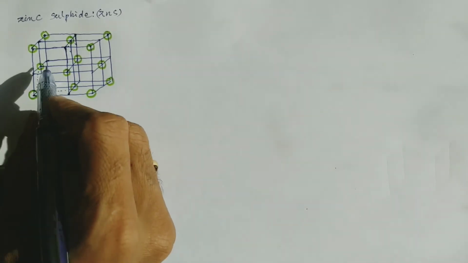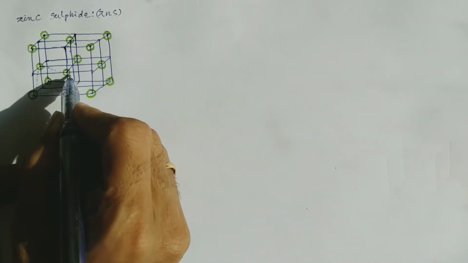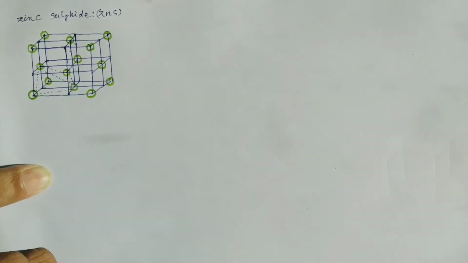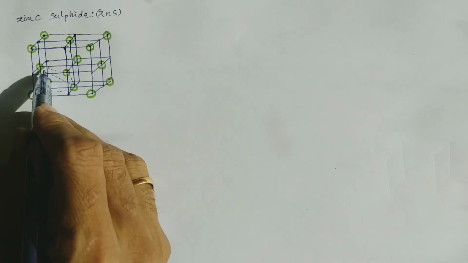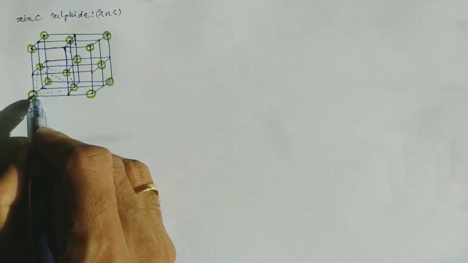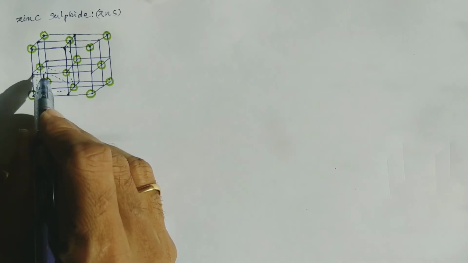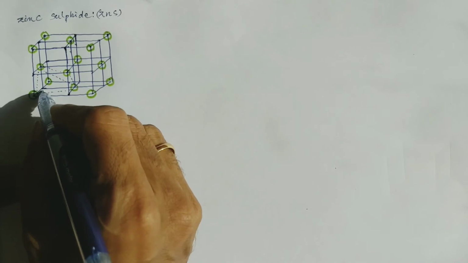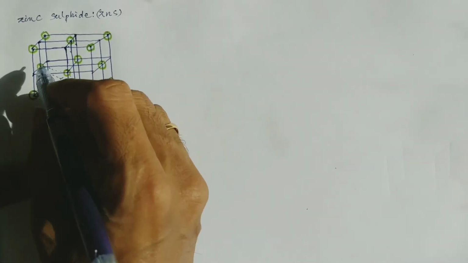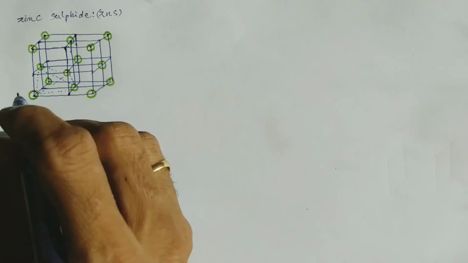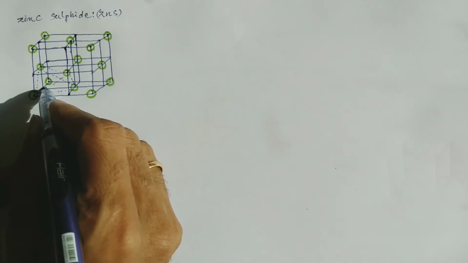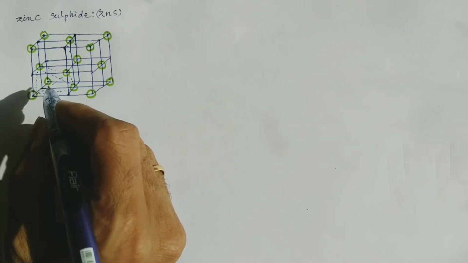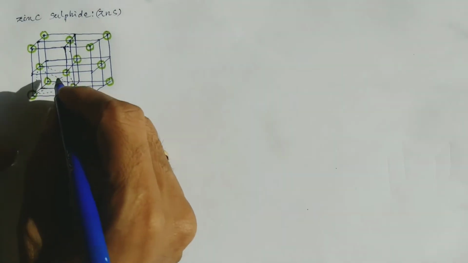Tetrahedral void is created by triangular spheres, means the 3 atoms capped by another atom. These 3 atoms are lying in the single plane, whereas this is sitting on the top of the triangular void created by these 3 spheres, right? So this is tetrahedral void. Now this is the center of the tetrahedral void where exactly zinc ion is present. Okay, so this is the position of zinc ion.